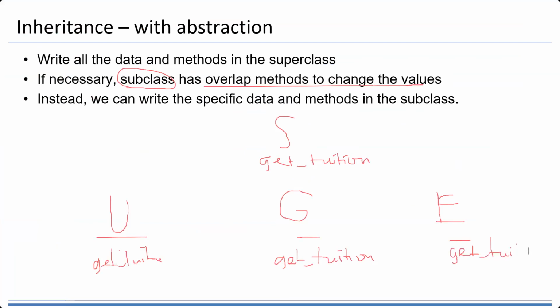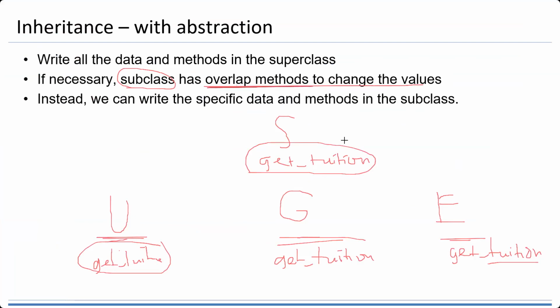Okay. So tuition, do you know tuition? Yes, 학비. Okay. So 학비는 달라요. 대학생, 대학원생, exchange student. 학비는 달라요. So if it is in the student class, it means that all of them will have the same tuition. However, actually they are different. So we can have the overlap methods. Overlap method means in the super class we have the method, and in the subclass we also have the method.